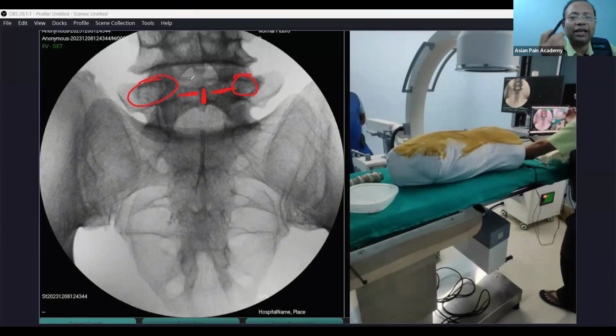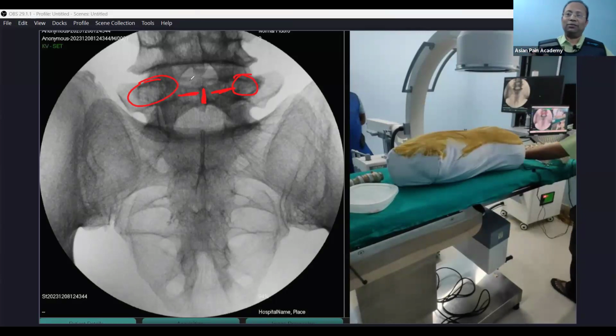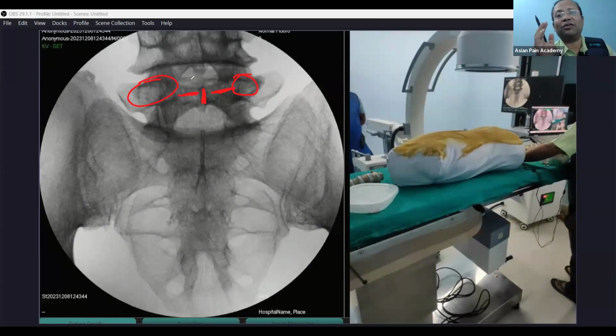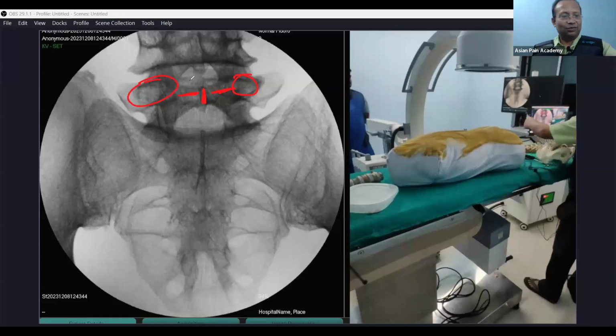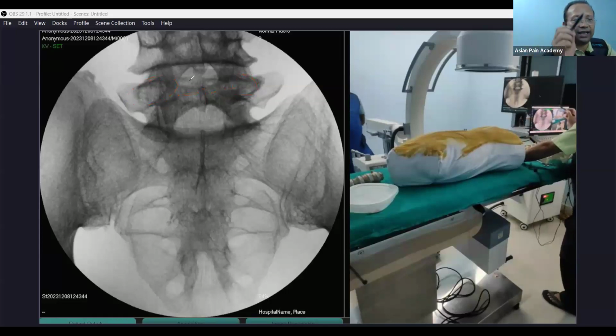Remember, what I am saying is for a normal spine where there is normal alignment. If somebody has congenital scoliosis, don't try to follow that. Okay, so let us see where we can find the sacrum and where is the ilium.